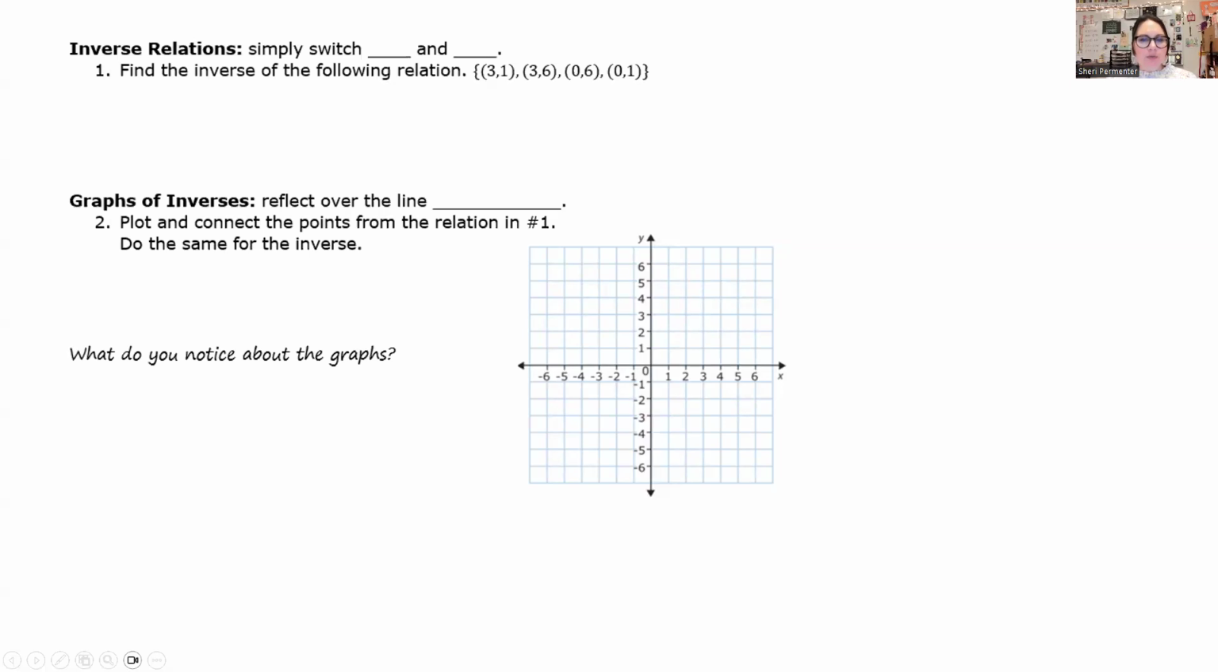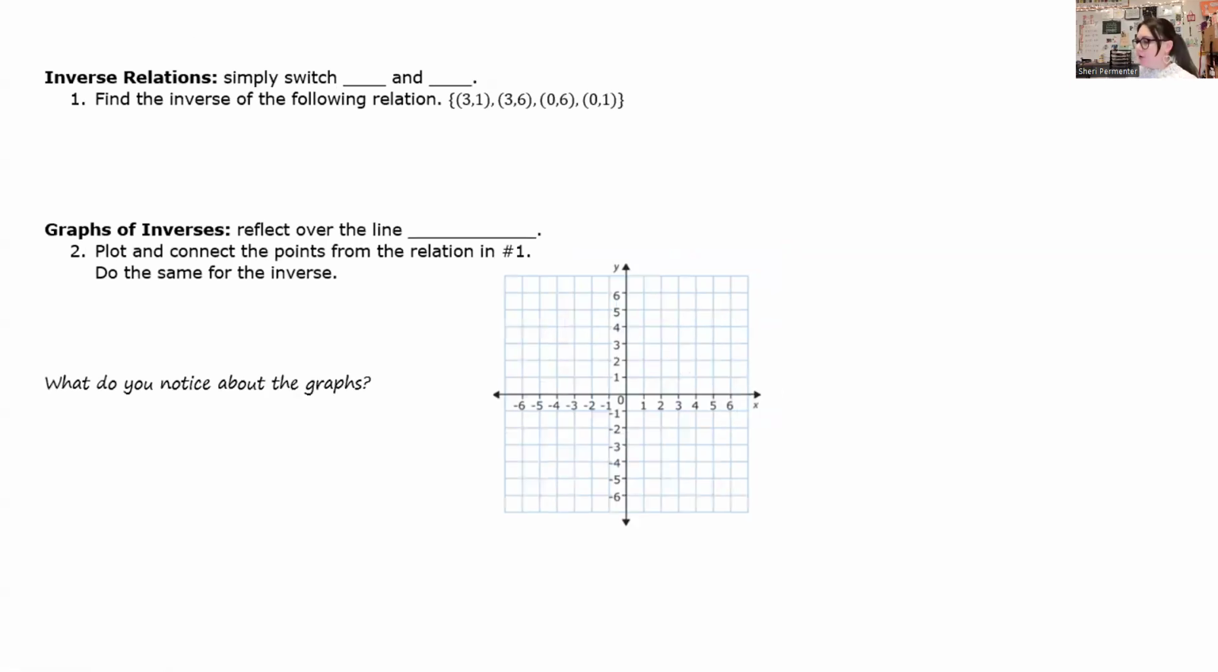So inverse relations, the simplest way to explain that is simply switching X and Y. So we will switch X and Y.